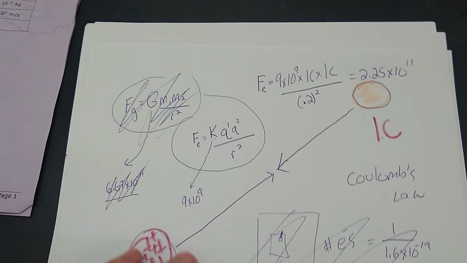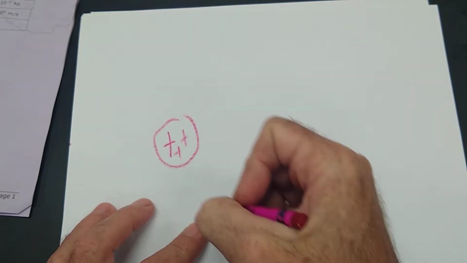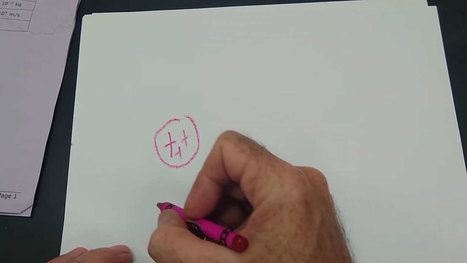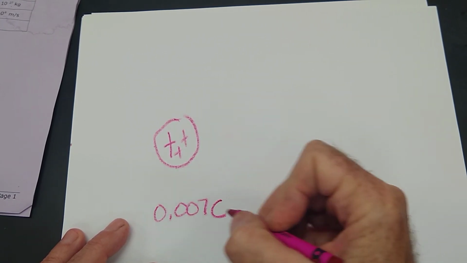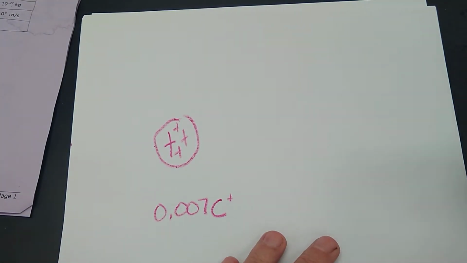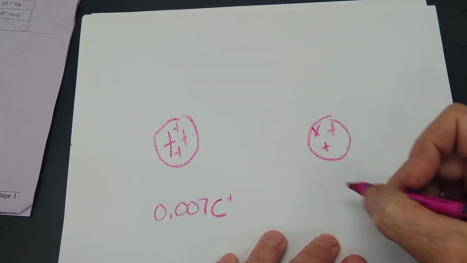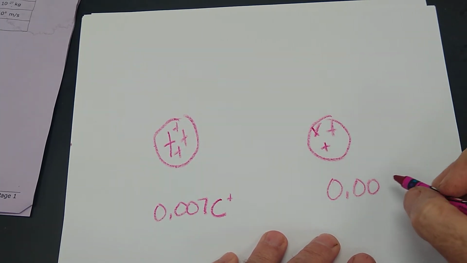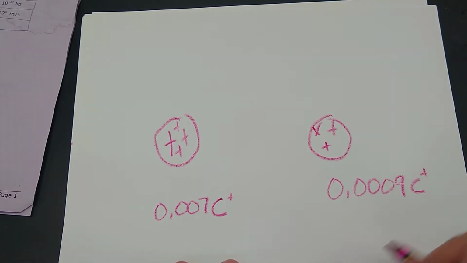What would happen if we had charges that weren't attracted to each other? Well, what if we had some charge here, and I'm going to give it a small number, like 0.007 Coulomb, positive charge? So this is a smaller charge. And then we had another charge here, which we'll call 0.00009 coulombs, positive charge.